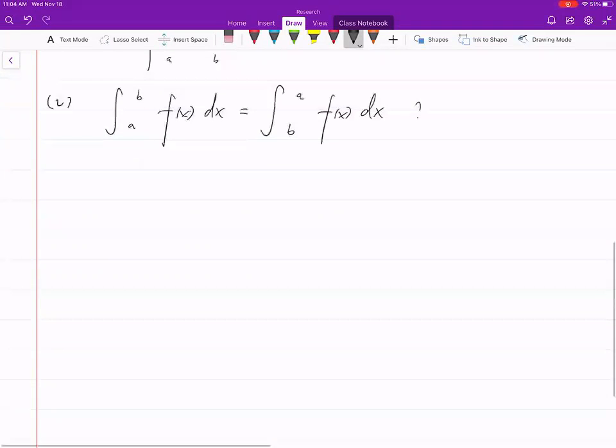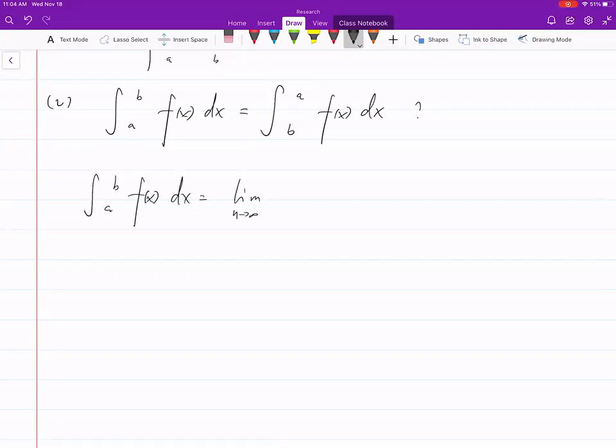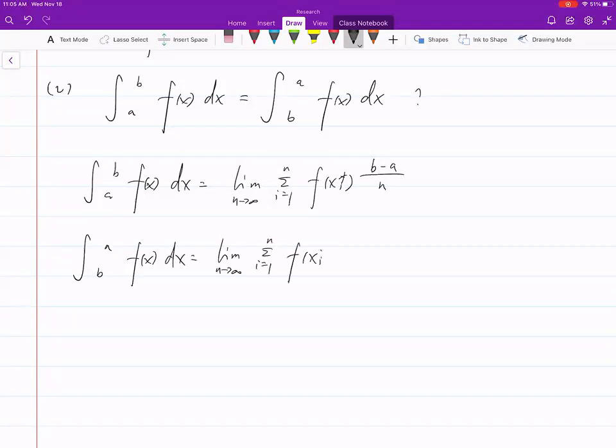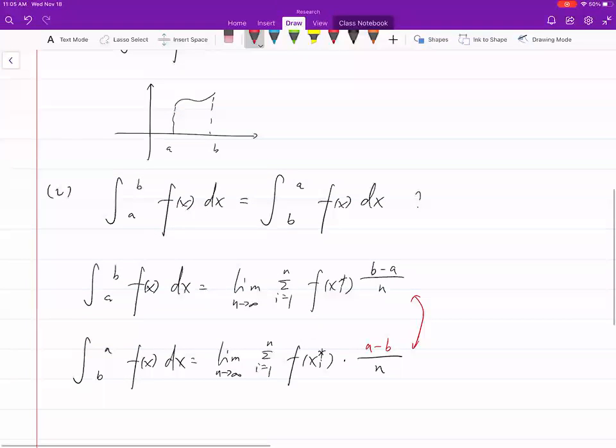Well, let's think about it. What is this? It's a Riemann sum. We have done this last time: f(x_i*) times delta x, and our delta x is (b minus a) over n. Good so far? Can I do the same thing for b to a? You actually already see it because everything stayed the same, except for the b to a part, right? You do a minus b instead of b minus a, because it's always ending minus the starting. Sounds good? So what's the relation between these two? Are they the same? No, they are exactly opposite to each other. Negative.